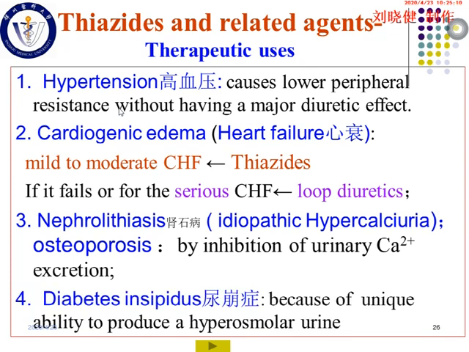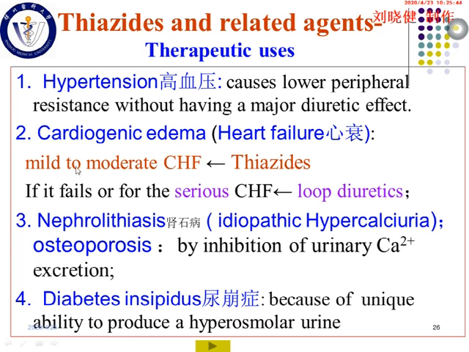Just now I explained. If they are used for a relatively long time, its diuretic effects usually are not very obvious, but they still reduce blood pressure. So in the treatment of hypertension, they usually work as one of the basic antihypertensive drugs. Yeah, you will study this in detail when you study antihypertensive drugs.